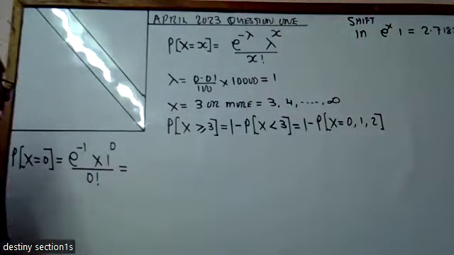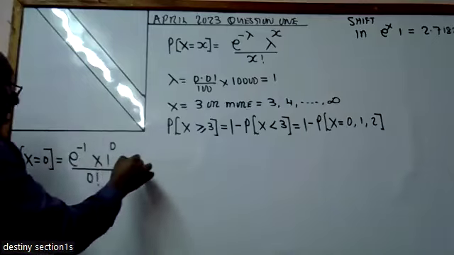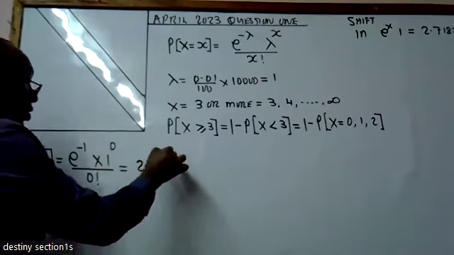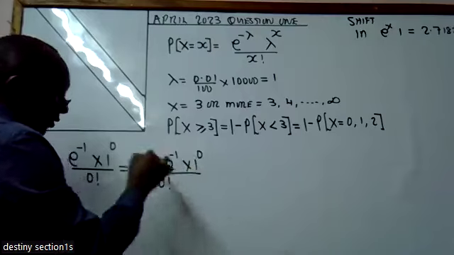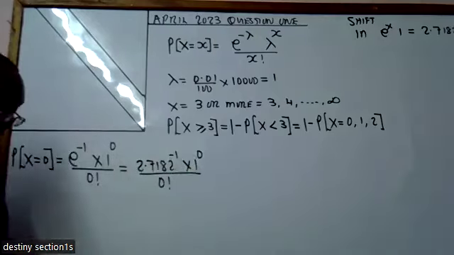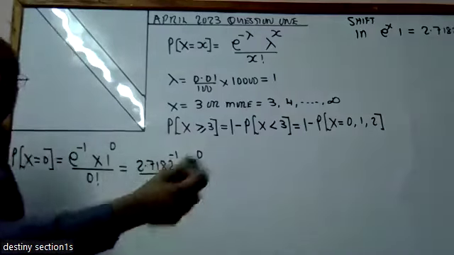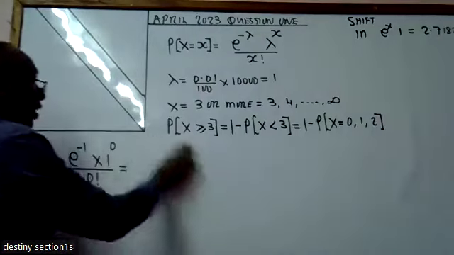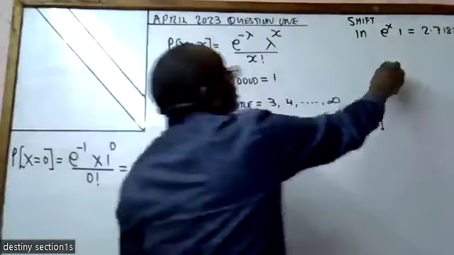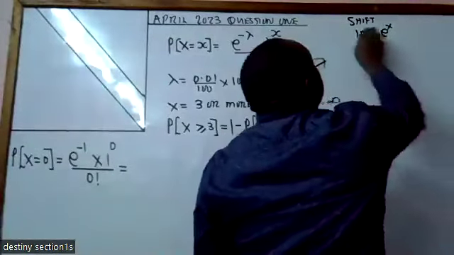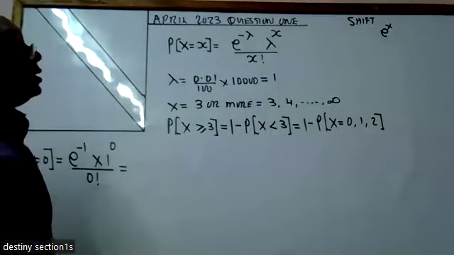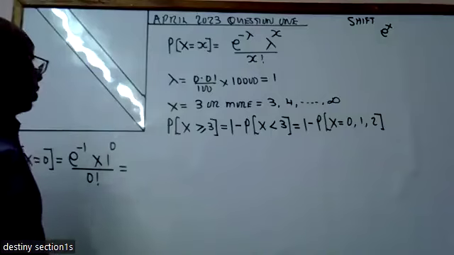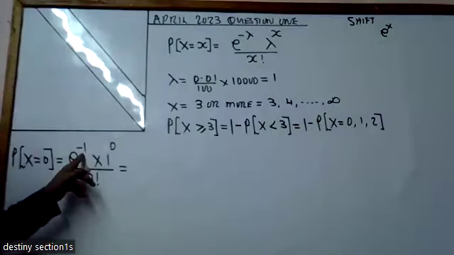Now, if you come here, you can write 2.7182 raised to the power minus 1 times 1 raised to the power 0 over 0 factorial. So that is an alternative, but I don't want us to use that. So I want you to go back, press shift, then press that button. Are we back there, Margaret? Yes. Now, if you are back there, you see this one has a negative.